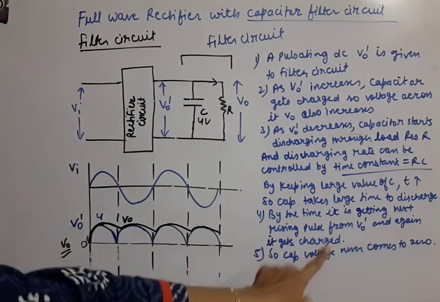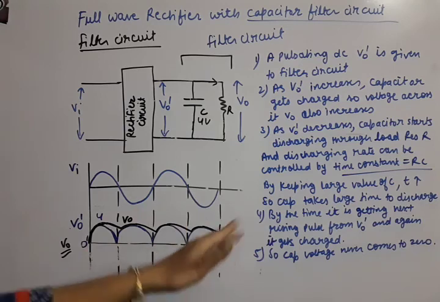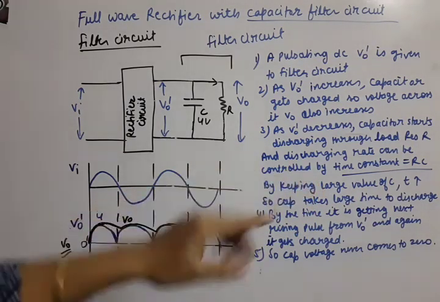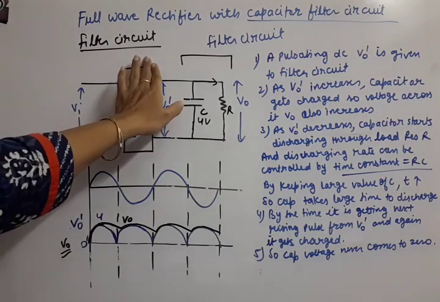So the capacitor voltage never comes to 0. Okay, so the capacitor voltage only runs between some 3 volt to 4 volt. So the average is a constant. So this way we are getting a perfect DC through this filter circuit.